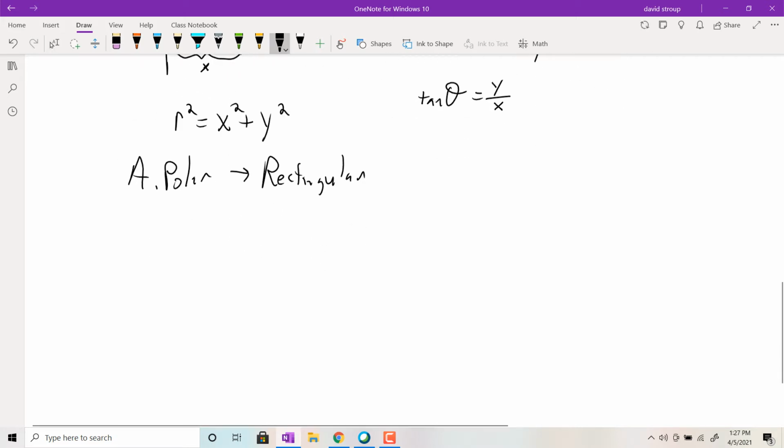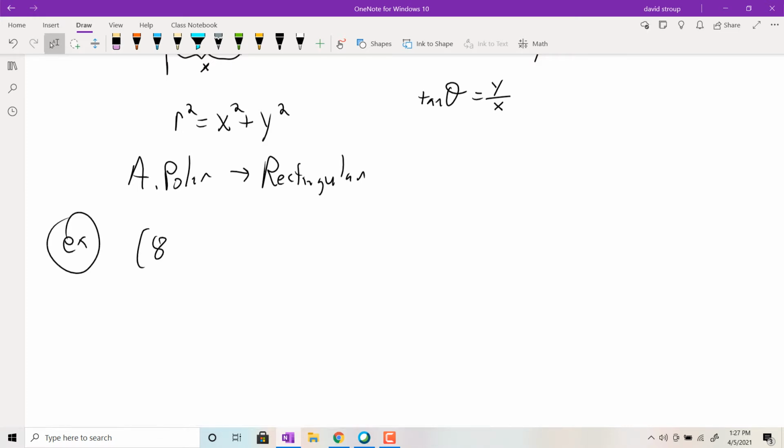The book, or the homework problem, will give you a polar coordinate like 8 comma pi over 2, and you've got to convert it into rectangular. And this version's pretty easy. You just use x equals r cosine theta. So in this case, r is 8, theta is pi over 2. So 8 times cosine of pi over 2 is 8 times 0, that's 0. So the x-coordinate is 0.